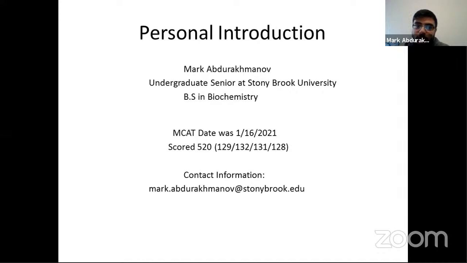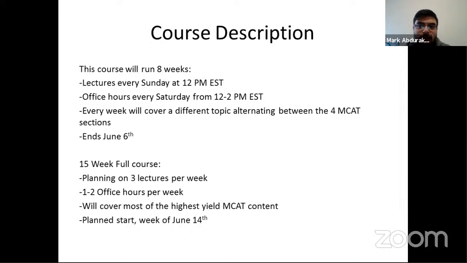So the course description. This course will run 8 weeks. We're in week five of the eight. Lectures are every Sunday at 12 p.m. Eastern Standard Time, office hours every Saturday at 12 p.m. Eastern Standard Time. We cover different topics, also in the four sections, and it ends June 6th. After this, we'll launch a 15-week full course, 3 lectures per week, 1 to 2 office hours per week, and we'll cover most of the MCAT content. We're planning to start that week of June 14th.